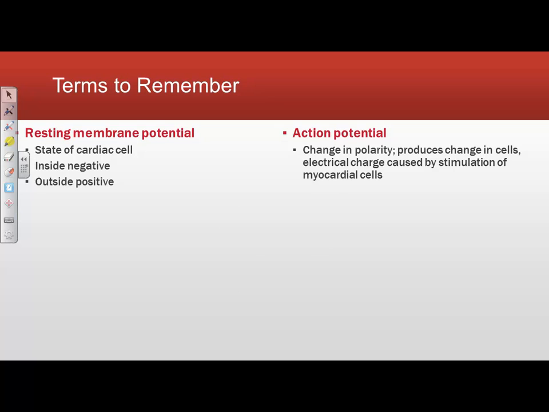So again, repetition is important. Resting membrane potential, resting potential: the state of the cardiac cell when the inside is negative and the outside is positive. Action potential is going to be your change in polarity. This is where you're going to have depolarization. Just remember that when you've got your action potential, you've got a change in polarity. You're just going to have the opposite of what's normal or what's resting.